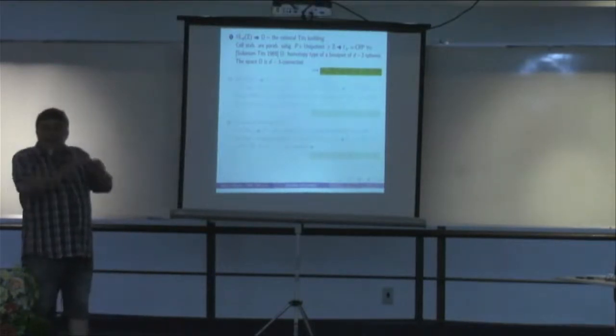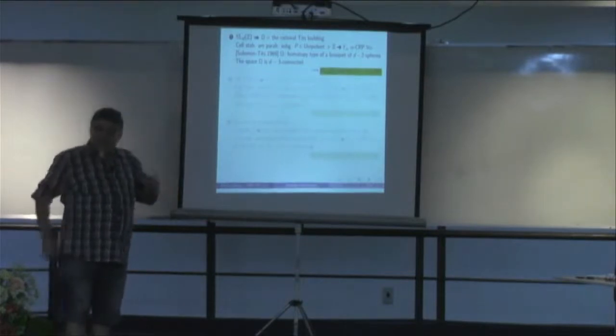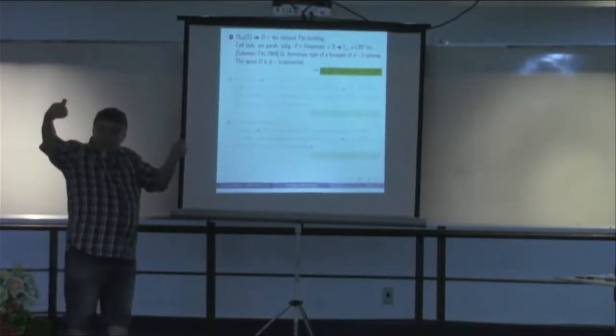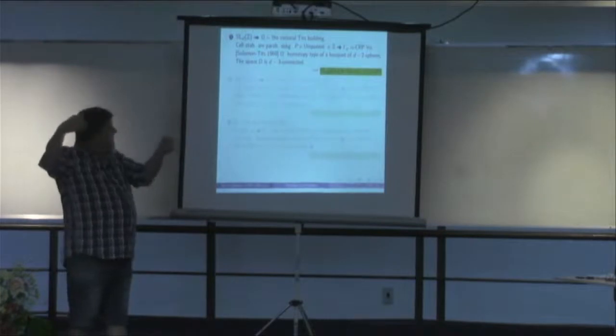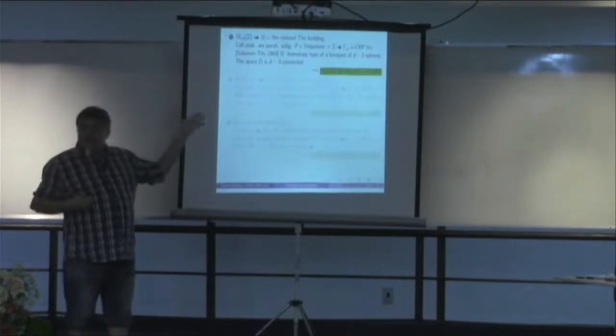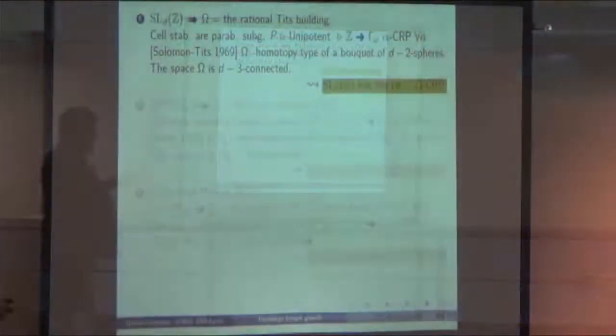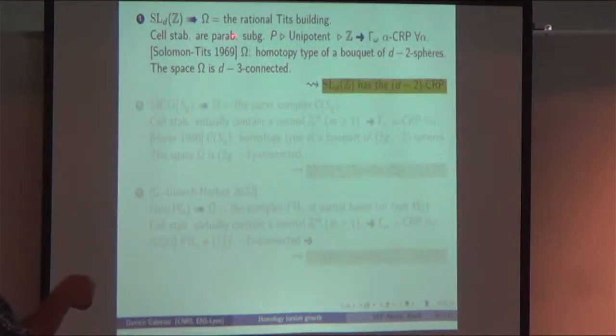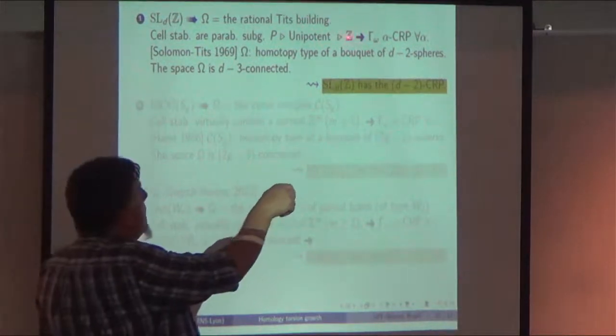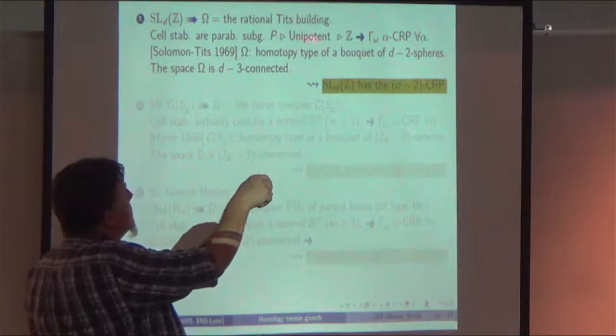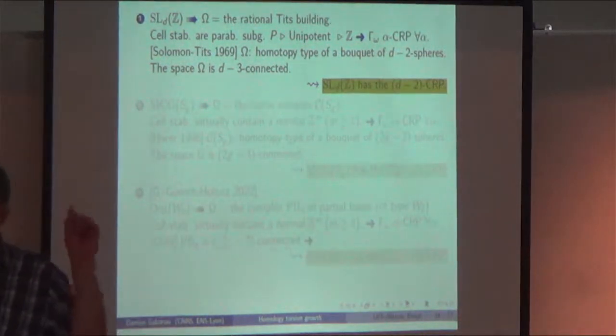Okay? And the flags of subspaces of strictly increasing dimension, these flags of subspaces give you the cells of the Tits building. Okay? And in this case, the cell stabilizers are exactly the parabolic subgroups, P. A parabolic subgroup contains a unipotent subgroup as a normal subgroup, which itself contains a Z as a normal subgroup. So what you see, bootstrap from Z to the unipotent parabolic, and these are the stabilizers.